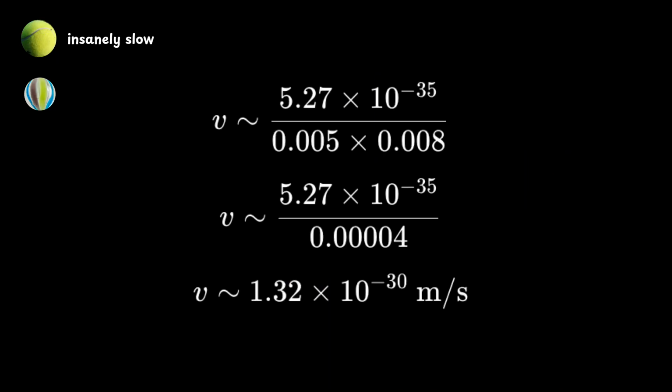Okay, let's go smaller. Let's take a marble, a small marble. Now this would be at least 100 times smaller than a tennis ball. Its mass would be about 5 grams. Its radius would be about 8 mm. We know its mass, we know its radius. If we plug in these values, we get its spin to be 1.32 into 10 raised to minus 30 meters per second. Now that's 100 times faster than a ball, but still basically motionless for us.